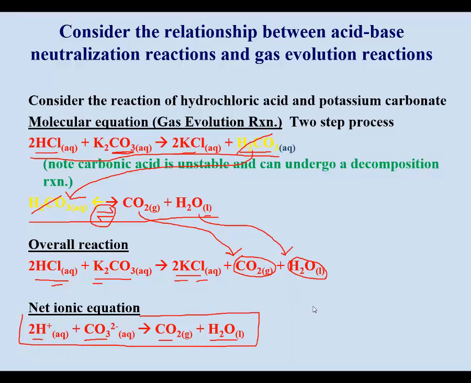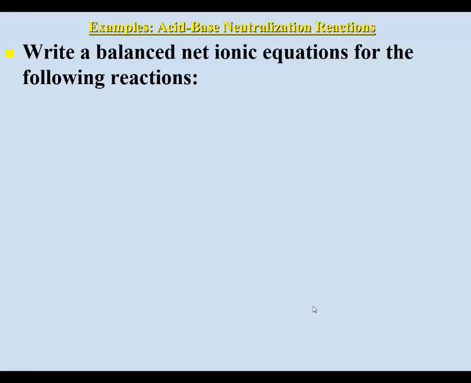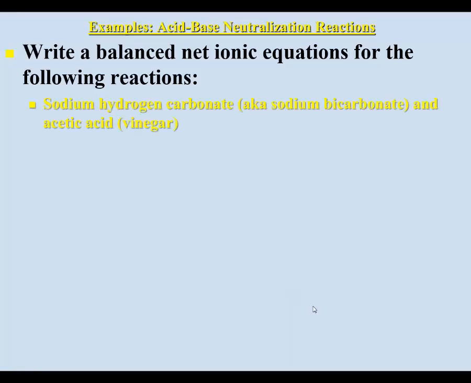Okay. Now we've been able to see gas evolution reactions as well as acid-base neutralization reactions. We've applied writing net ionic equations to precipitation processes as well as writing them for acid-base neutralization reactions. Let's look at a few more examples of acid-base neutralization reactions. So let's write a balanced net ionic equation for the following reaction. We're going to show sodium hydrogen carbonate. Now remember, sodium hydrogen carbonate is also called sodium bicarbonate.